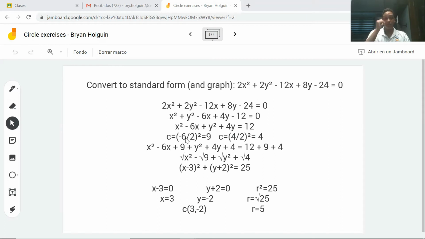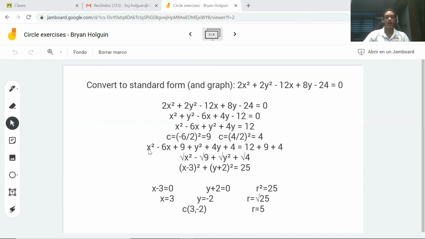And we now have to get the perfect trinomial. So we have to take this number right here, which is not squared, divided by 2 always, and squared. So minus 6 divided by 2 is minus 3, squared is 9. And the same in here with the y group. So 4 divided by 2 is 2, squared is 4. And we have now the perfect trinomial.